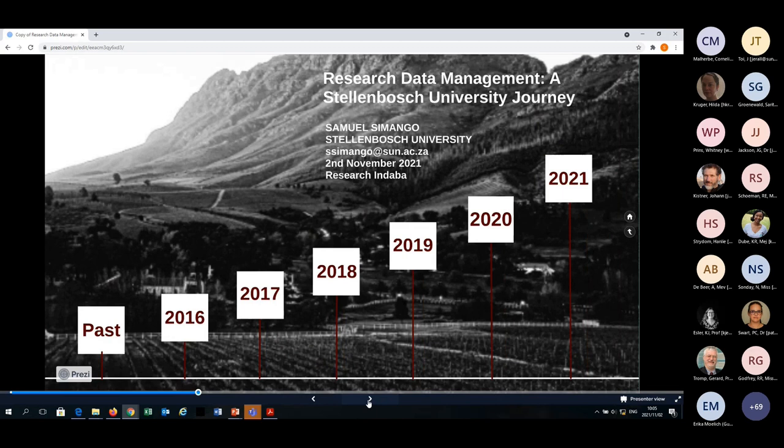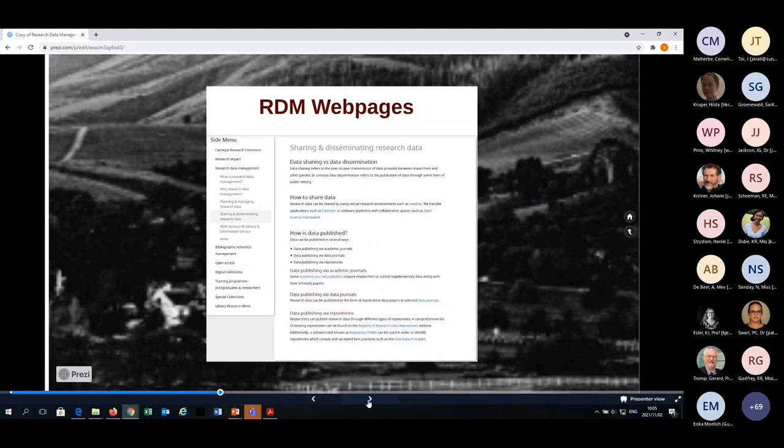So in 2018, the library then created the RDM web pages that I discussed earlier on in my first presentation to provide researchers with some information about research data management, just for researchers to be informed whilst we continue to develop more research data management services.